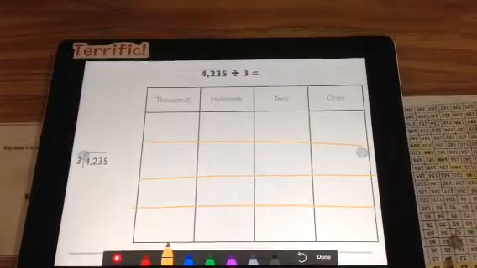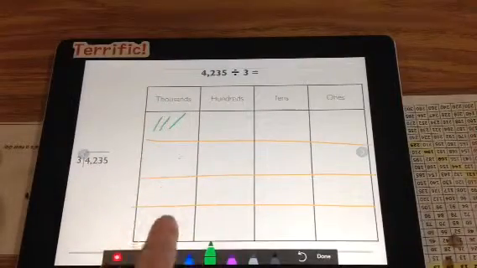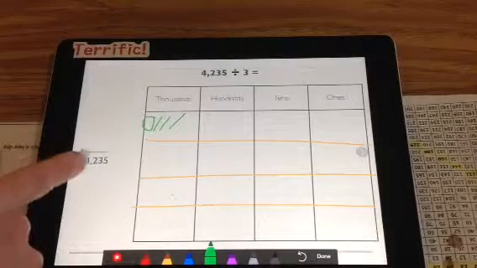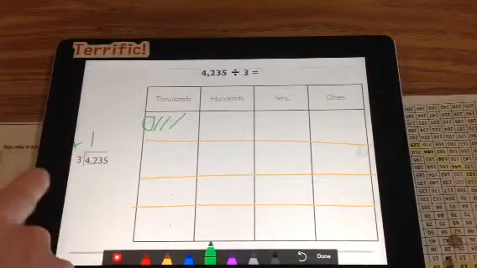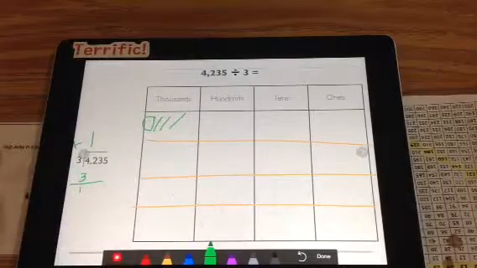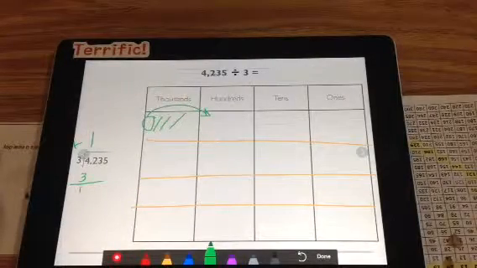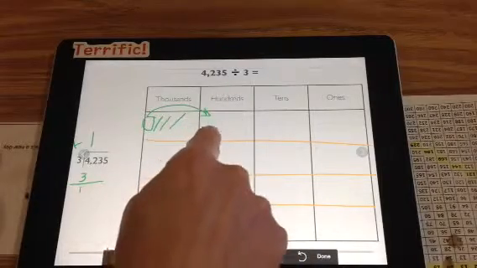We pass out our thousands first. I have 1, 2, 3 thousands that can go out with 1 remaining. I had 4 thousands divided into 3 groups, 1 time. 1 times 3 is 3. I have 1,000 left, which is true. I have to unbundle it. How many hundreds are in 1,000? You're right, 10. 1, 2, 3, 4, 5.